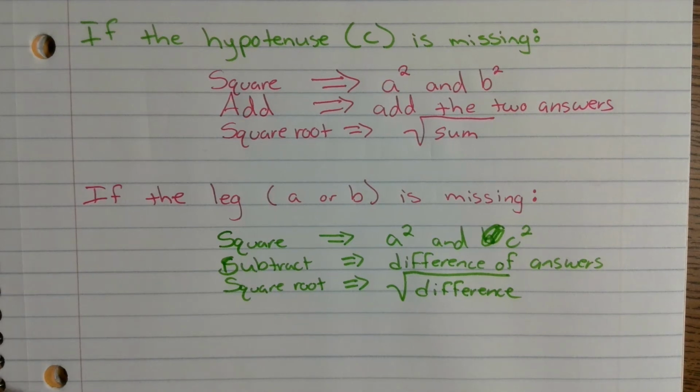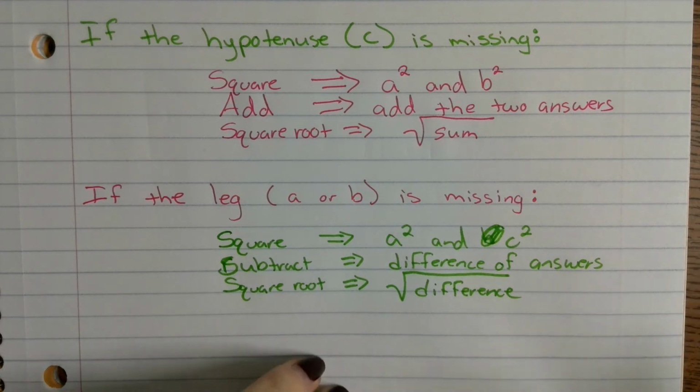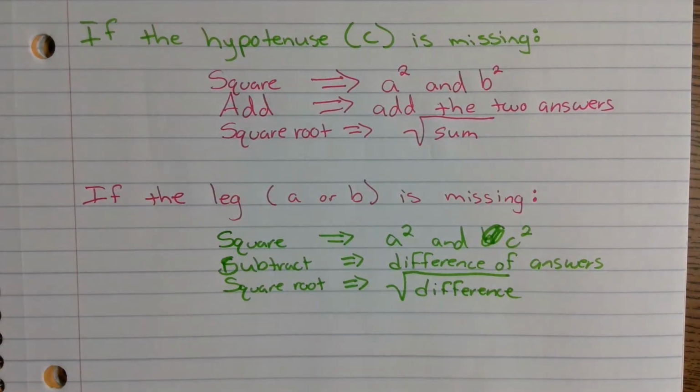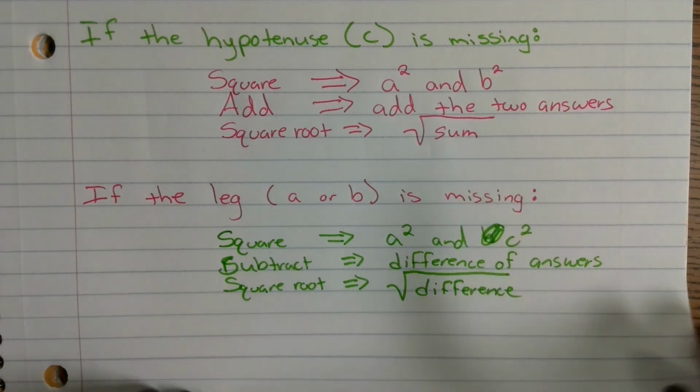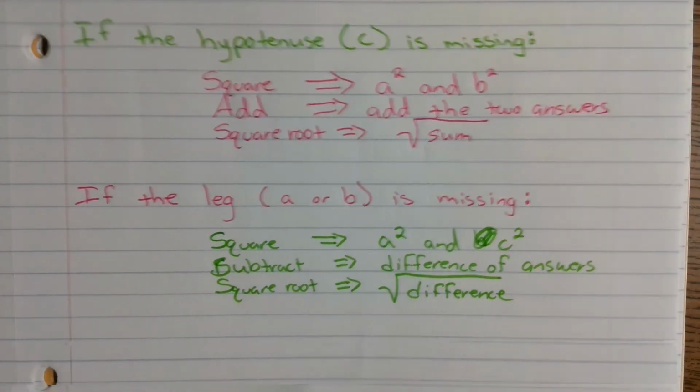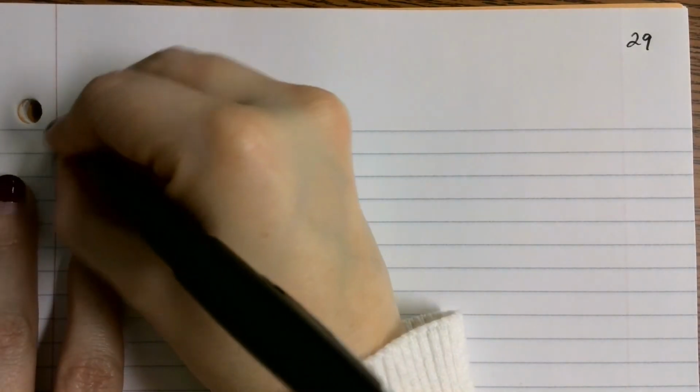When you've got that written down, turn to 28. 29. Did you get it? You got it? All right, try these two on your own.